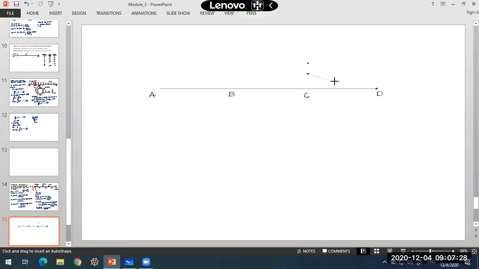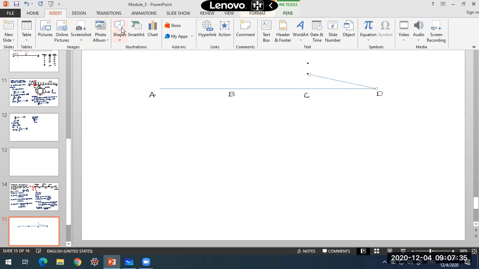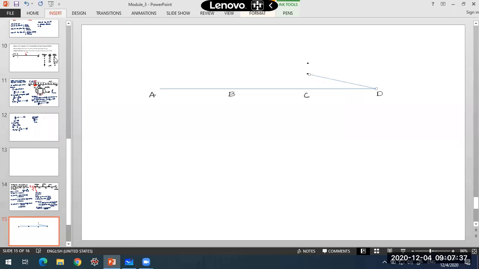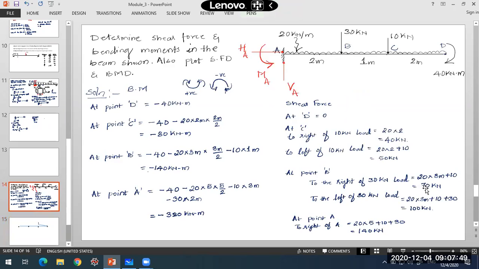So from here to here, it will be increasing linearly. And what will happen at this point C, once you cross this concentrated load, at point C itself, there will be a sudden increase in the shear force value from 40 kilonewton to 50 kilonewton. Now when I come to point B, what is happening? I have two values over here, 70 and 100. 70 here, and to the left side, when you cross this concentrated load, it will be increased to 100.